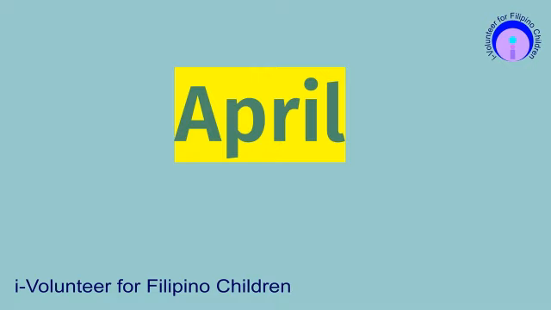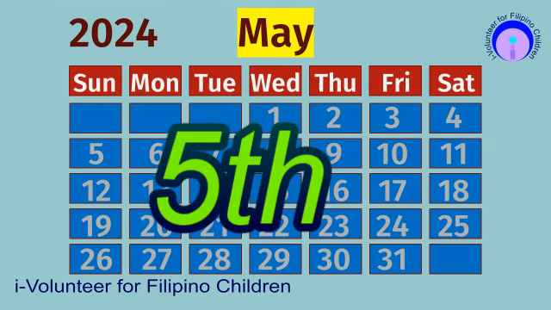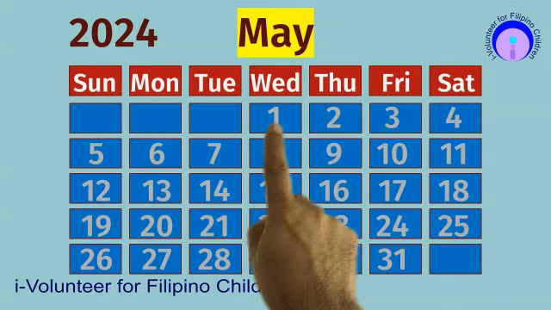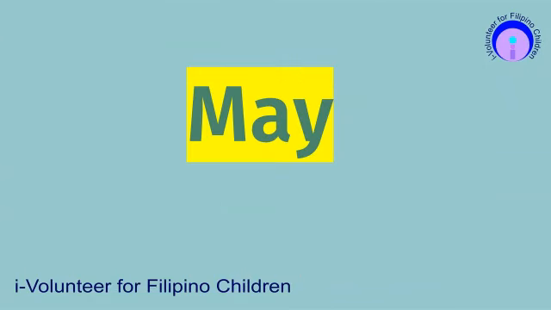April. This is the 5th month, May. The first day of the month falls on a Wednesday. In May, we have 31 days.